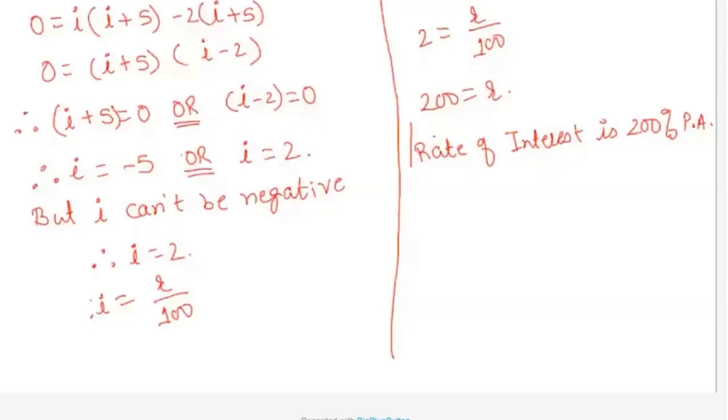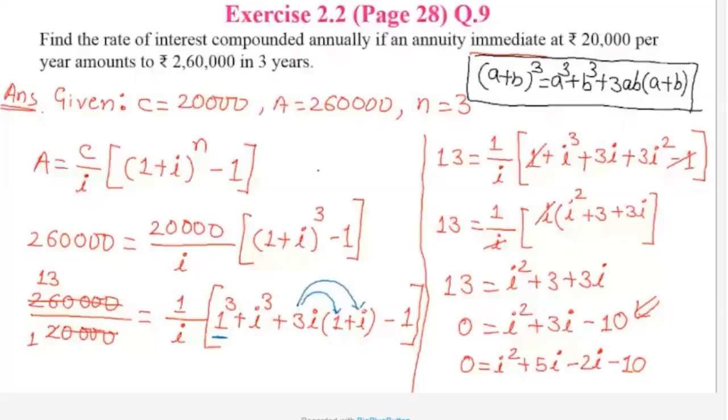Now, if you have a doubt, sir, how do you know it is per annum? Let me tell you how I know it is per annum. Look at the sum. We took n as what? N as 3. What is 3? 3 years. We took n as 3 years. So our n is in years. So rate of interest also will be per annum, per year.